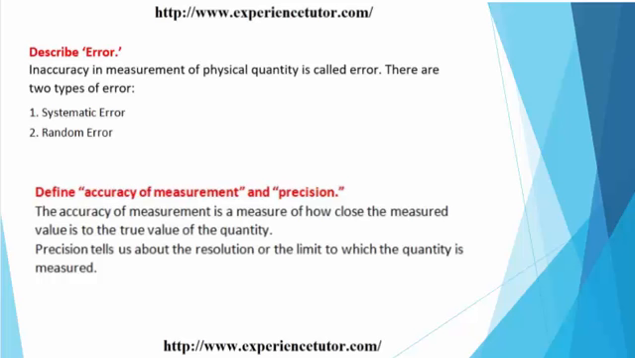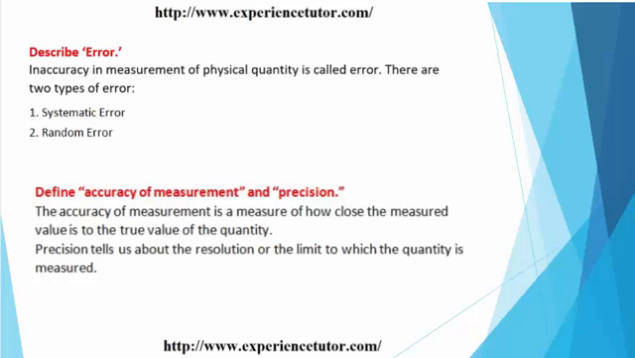Let us discuss our first question here. Describe error. Inaccuracy in measurement of a physical quantity is called error. There are two types of error: one, systematic error; two, random error. Later we'll discuss in detail about systematic and random error.